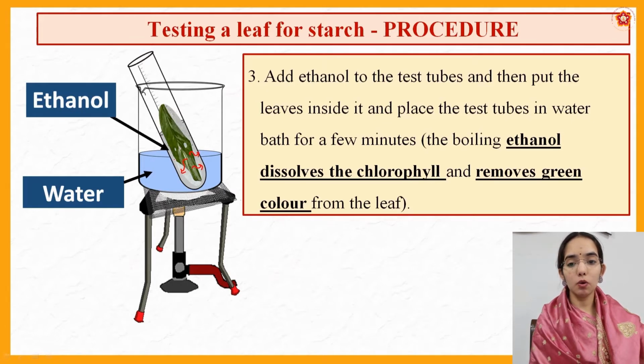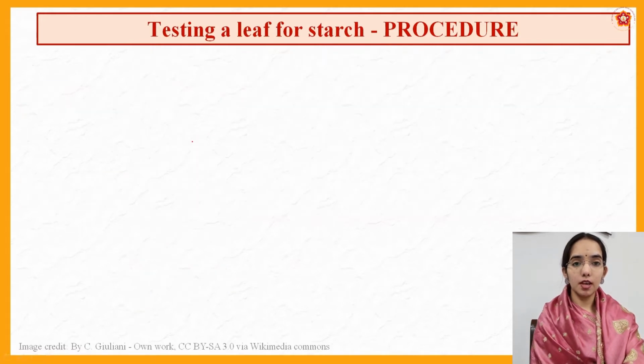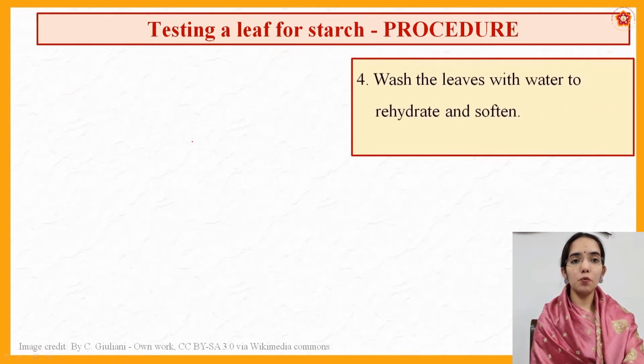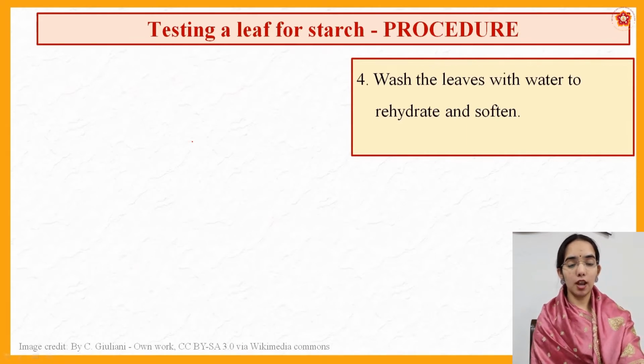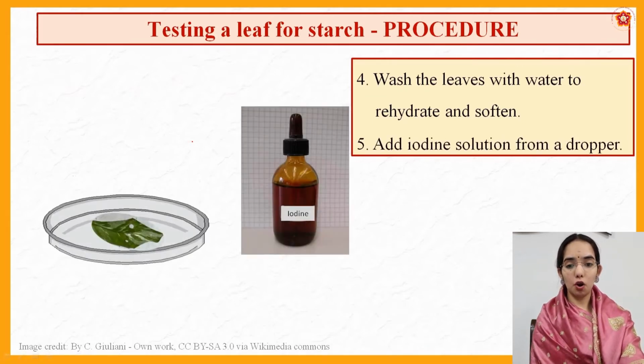Why will the chlorophyll come out? Because the water over here starts boiling. Once the water boils, the ethanol inside this test tube also boils, and boiling ethanol removes chlorophyll. Okay, students? Now in the next step, we will take out the leaf from the test tube and put it on a watch glass and then wash the leaf with water so that it rehydrates and gets softened. Then we'll add iodine solution from a dropper.